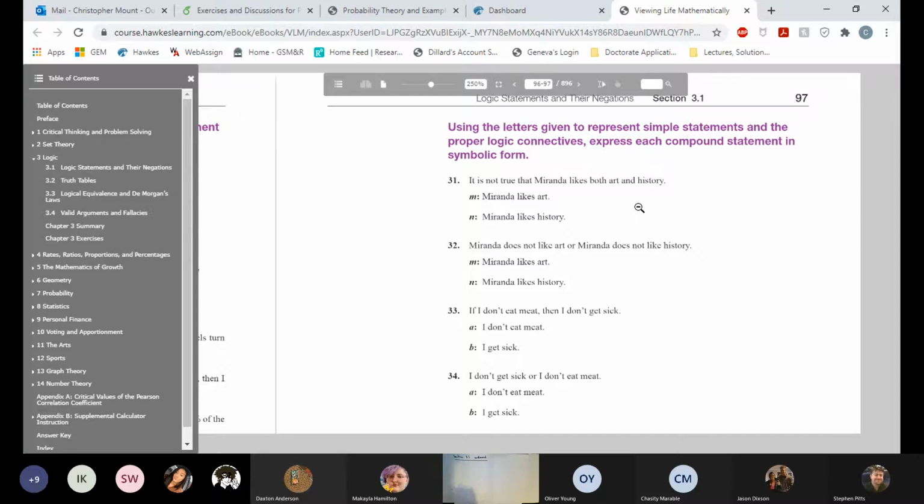So I'm going to write it down. All right, so this is number 31. I'm going to write it down and then we'll go back to my camera. You can be writing it down too, or you can just mark it as number 31 and write down the solution. All right, it is not true that Miranda likes both art and history.